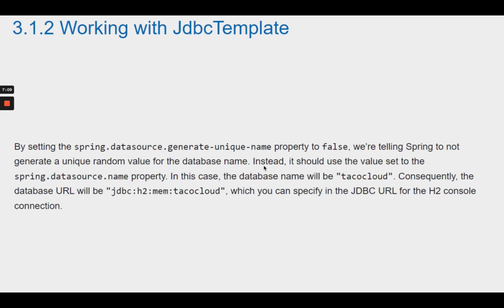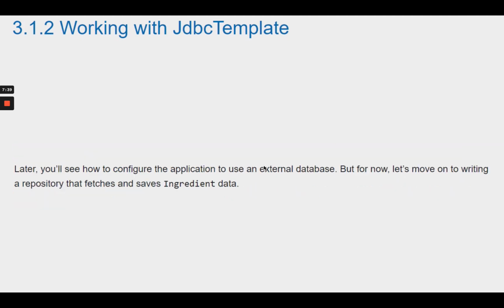By setting the spring.datasource.generate-unique-name property to false, we're telling Spring to not generate a unique random value for the database name. Instead, it should use the value set to the spring.datasource.name property. In this case, the database name will be Taco Cloud. Consequently, the database URL will be this, which you can specify in the JDBC URL for the H2 console connection.